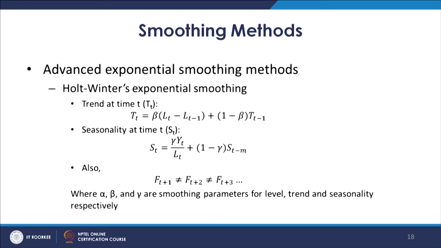If we look at the seasonality component, gamma is the smoothing parameter here, and we can see in the first expression that seasonality is being determined by the actual value, but after adjusting for the label.